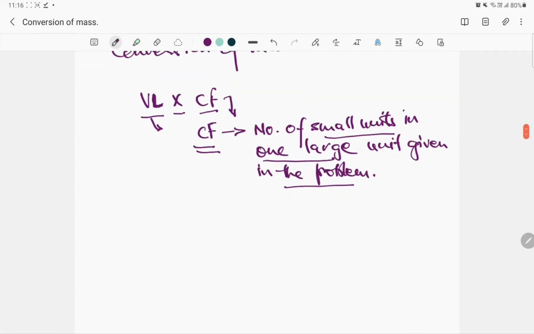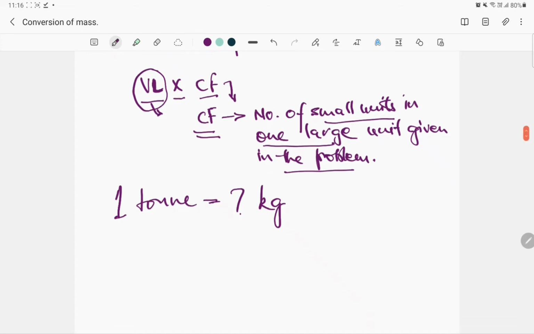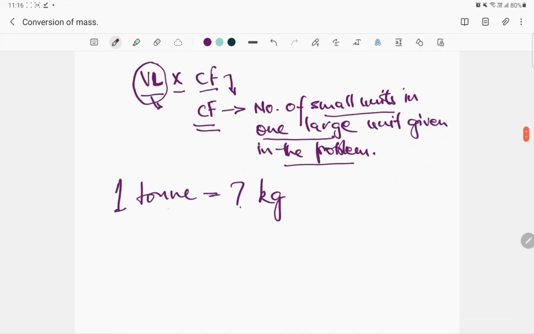So let me just tell you. Let's do the same problem again. 1 ton is how many kilograms? If you use this formula, what is the value of VL? VL stands for value of the larger unit. Now which of the two units is larger, ton or kilogram? Ton is the larger unit. And what is the value? It's 1. So we do 1 and then we multiply.